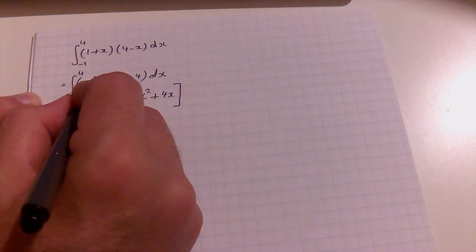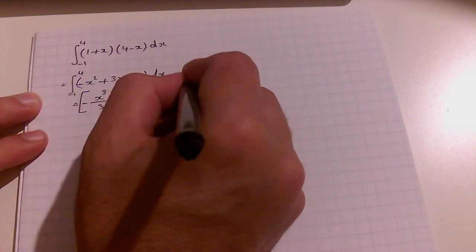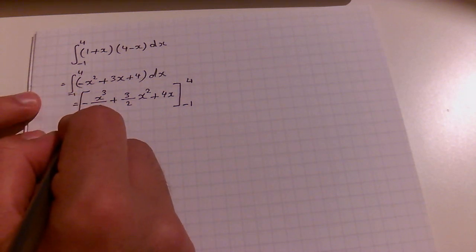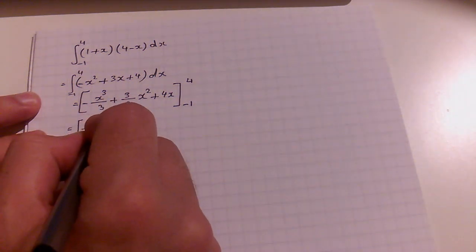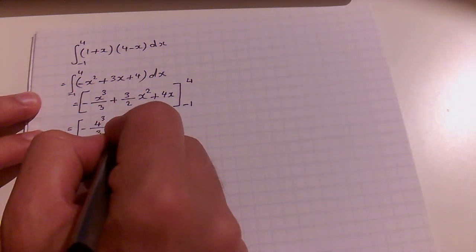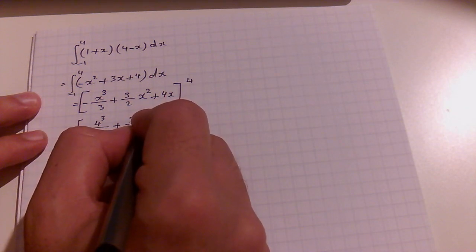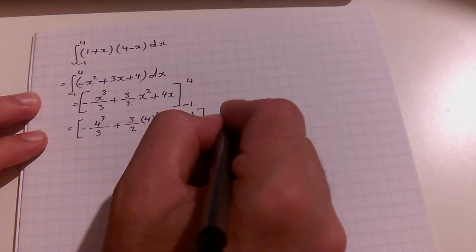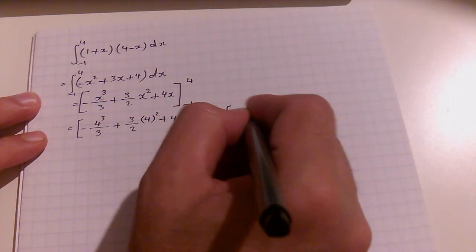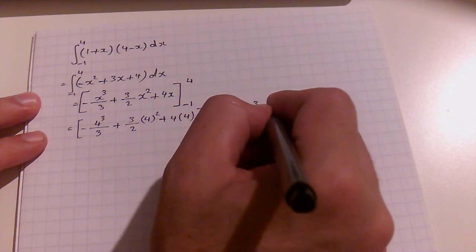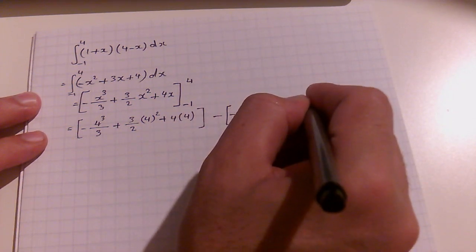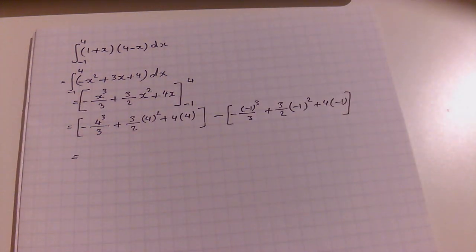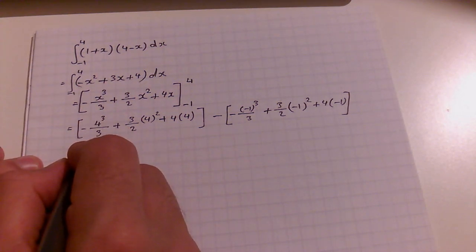Okay. So we've got more space here. Let's write it down. Integral of (1 + x) times (4 - x) with respect to x. Let's expand the bracket first, from minus 1 to 4. Expanding this bracket, we should get minus x squared plus 3x plus 4. Integrate with respect to x.